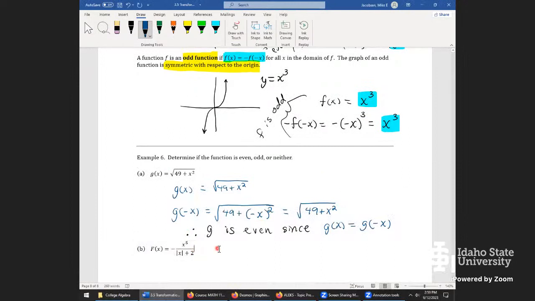Now let's try it out again for f of x in part B. Well, any questions, folks, before we try a new one?